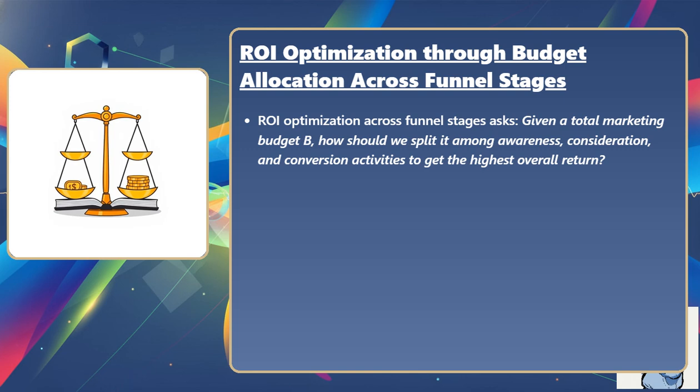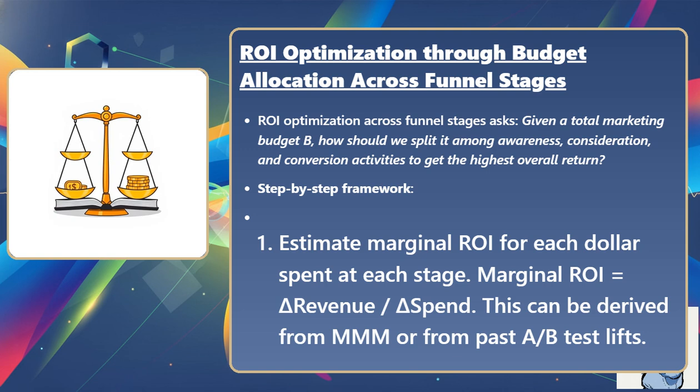ROI optimization across funnel stages asks, given a total marketing budget B, how should we split it among awareness, consideration, and conversion activities to get the highest overall return? The step-by-step framework. 1. Estimate marginal ROI for each dollar spent at each stage. Marginal ROI equals delta revenue divided by delta spend. This can be derived from marketing mix modeling or from past A/B test lifts.